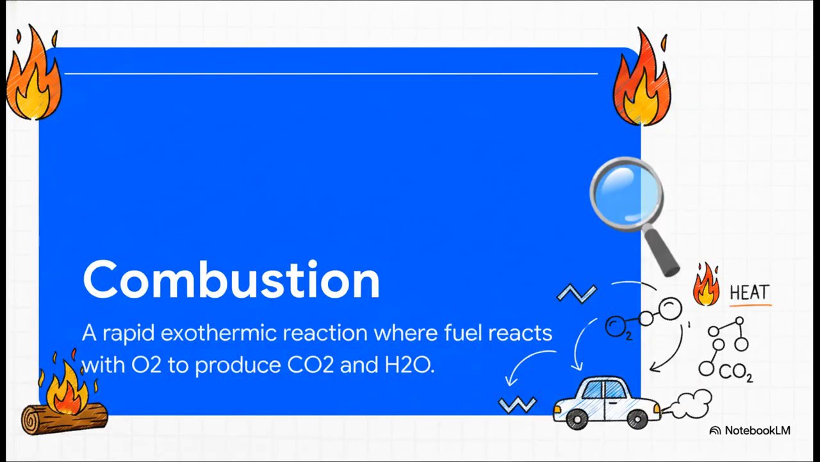And that brings us to our fifth and final pattern, combustion. This is the big one for global energy. Combustion is a rapid exothermic reaction, which just means it releases a ton of heat, between a fuel and oxygen gas. When that fuel is a hydrocarbon, the general pattern is incredibly consistent. It always produces carbon dioxide and water. This reaction is our primary energy source for worldwide transportation, heating, and electricity generation, but it is simultaneously the main source of anthropogenic CO2 emissions.